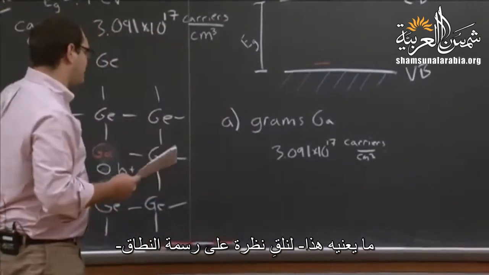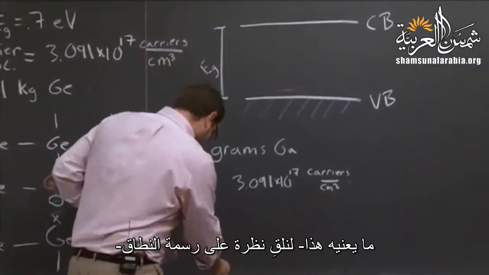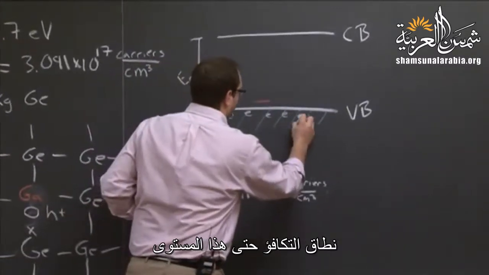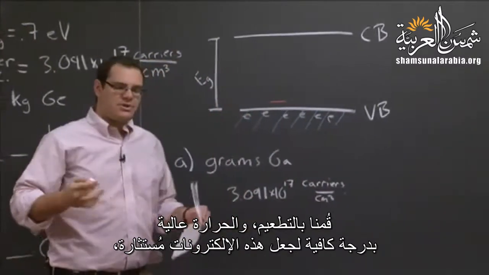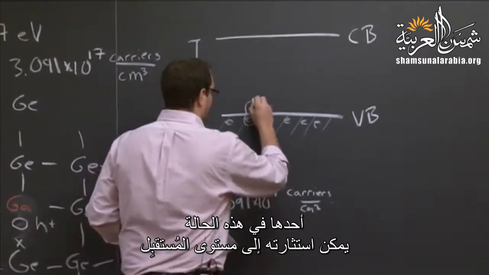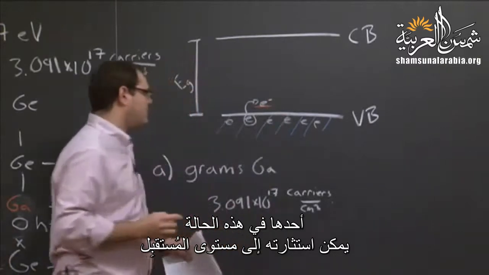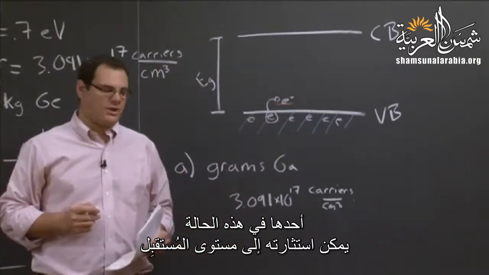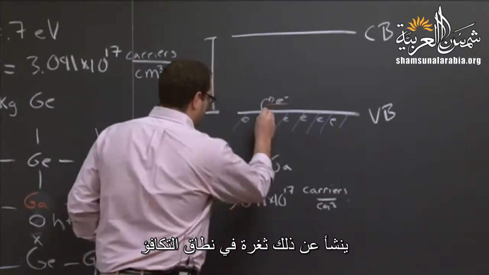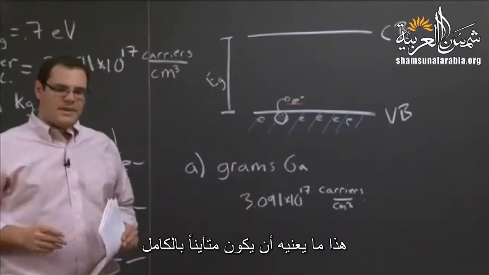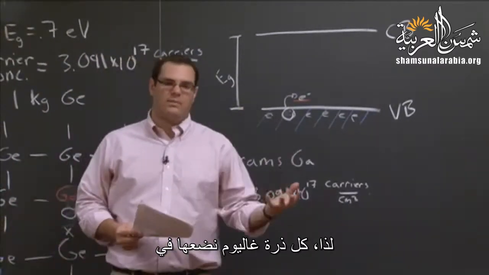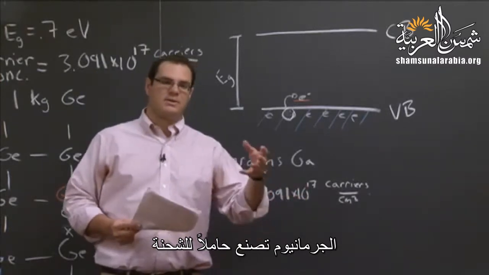What that means is, let's take a look at this band diagram. We have electrons existing in the valence band up to that level. We've doped, and now the temperature is high enough that these electrons can be excited. One of them, in this case, can be excited to this level here, the acceptor level, creating, of course, a hole in the valence band. That's what it means to be fully ionized. So basically, every gallium atom that we put into our material creates a carrier.